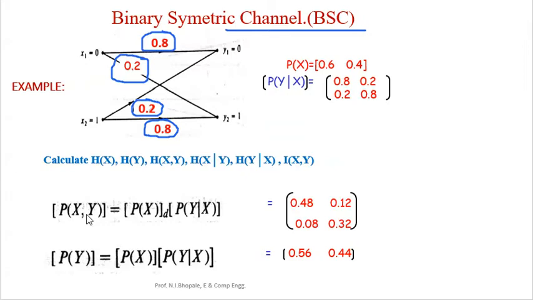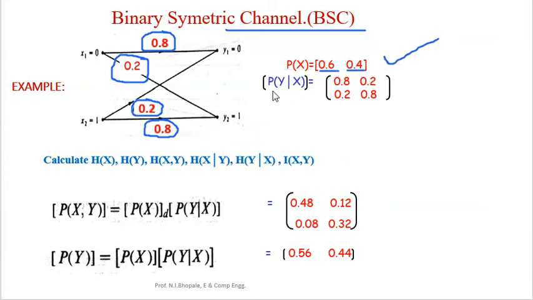One more thing is that in the transition probability matrix for this one, the addition of each row will be 1. Row wise, if you add the elements, you will get the addition as 1. This is the channel diagram given to us. P of x, that is the probability of input messages, is given as 0.6 and 0.4. So two input messages are there: p of x1 is 0.6, and p of x2 is 0.4.